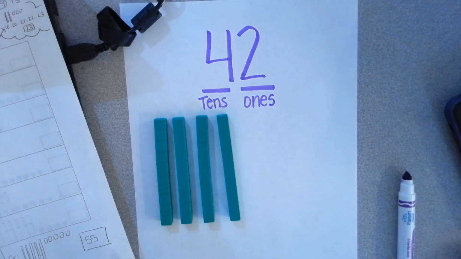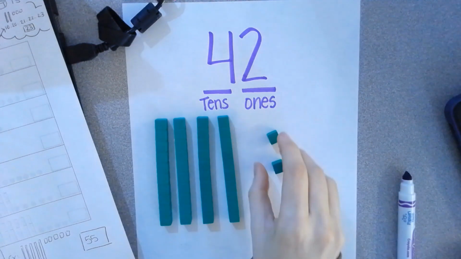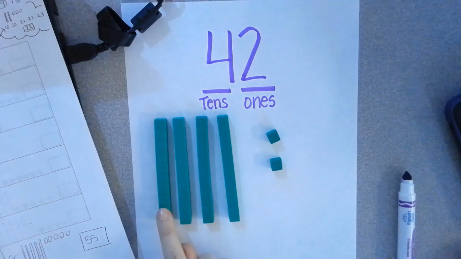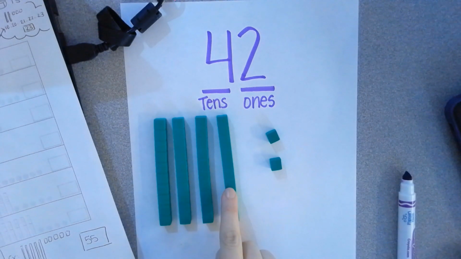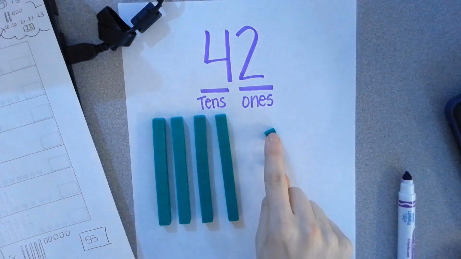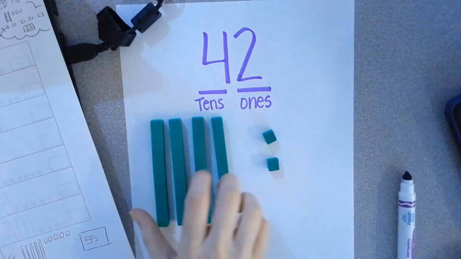So we would use these smaller ones and go 1, 2. So to count this number, we would say 10, 20, 30, 40, and then I always tell them pause, 41, 42, and that's how we would make the number 42.